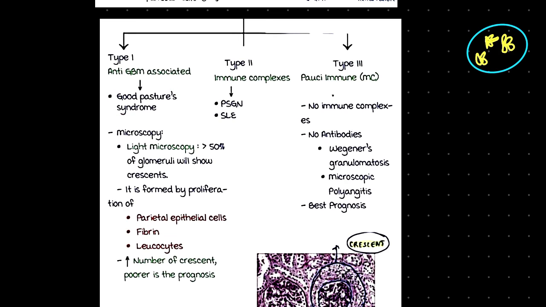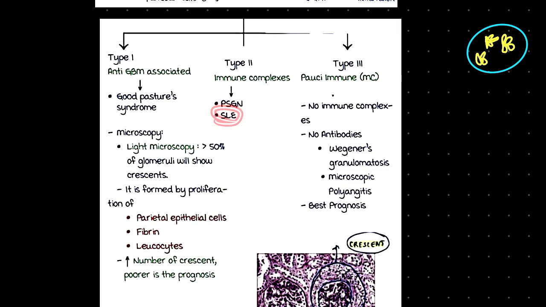Now similarly, talking about type 2, what will be there? It is also called immune complex type. There will be immune complex deposition, right? And the good examples are what? PSGN. What is this PSGN? Post streptococcal glomerulonephritis, that we discussed earlier in our lecture.